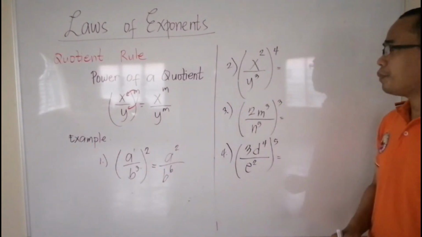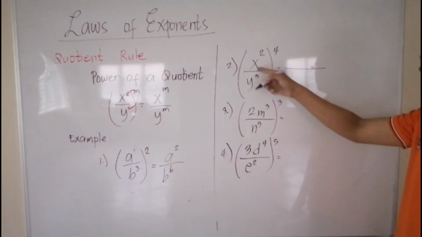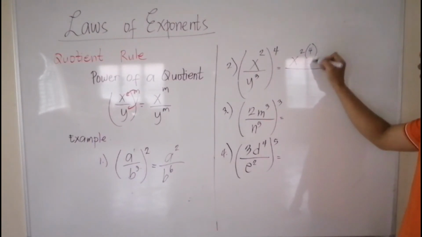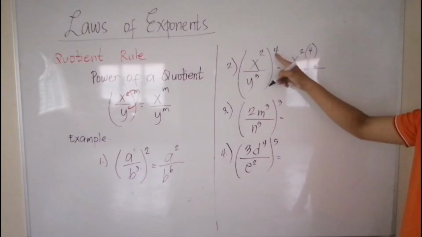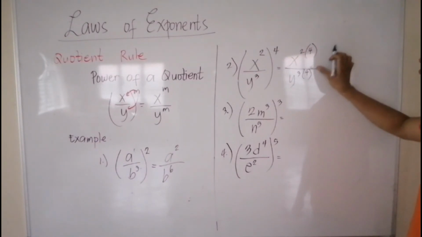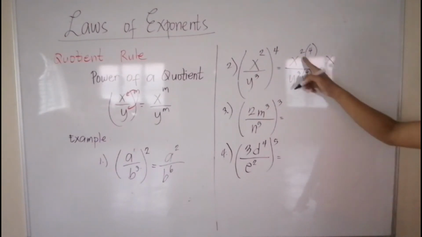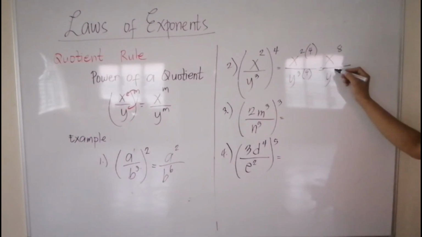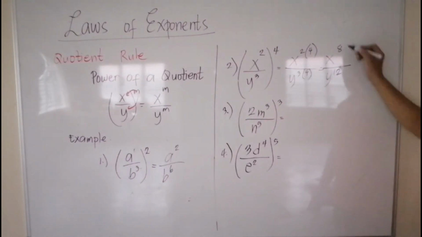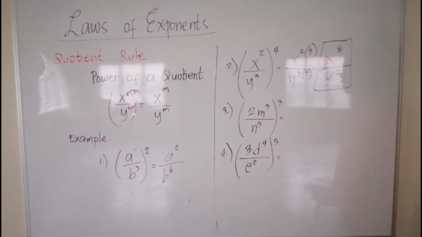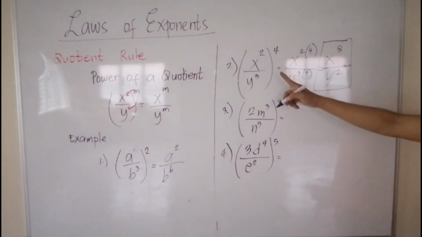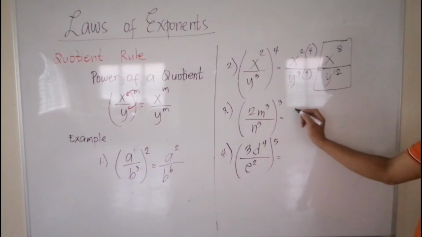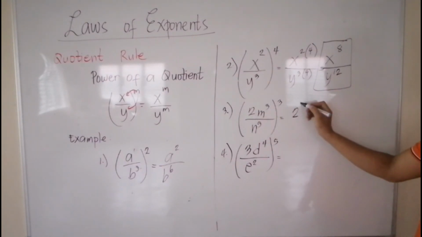Example number 2. So it's the same as, yung x raised to 2, multiply natin by 4. So y raised to 3, multiply natin by 4. So it becomes x raised to 8 over y raised to 12. So that is the answer for number 2. How about number 3? So we have 2, 1 times 3, so we have 2 raised to 3.